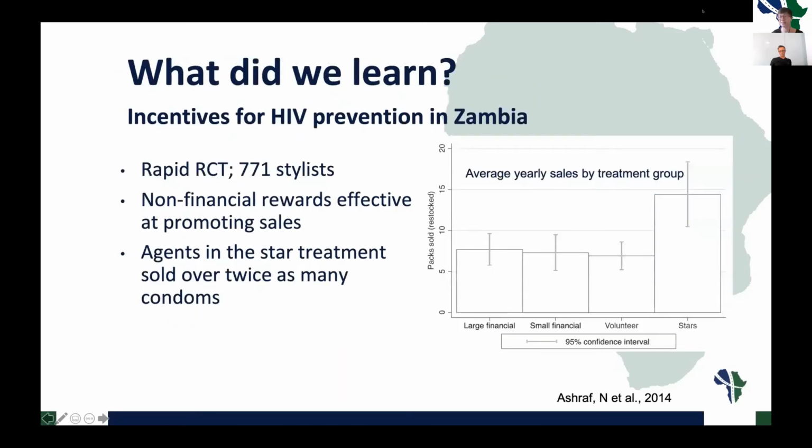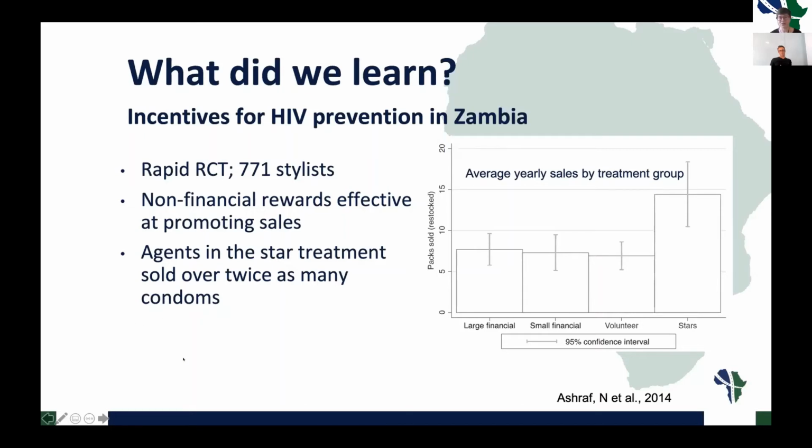One of the neat things about this study is that the stars, the non-financial incentive, the kind of social display of what you were doing, did better than the large or small financial incentives or people who were just doing it as volunteers. So a great reminder, even though we're often interested in financial incentives, that non-financial incentives can be persuasive as well. And again, this was a pretty quick, rapid RCT in the field with about 700 stylists to quickly get this quite important and scalable result.